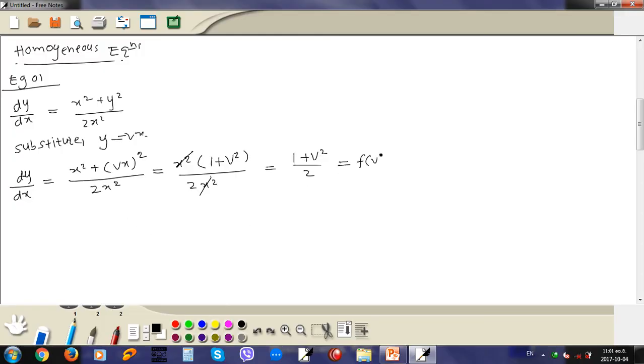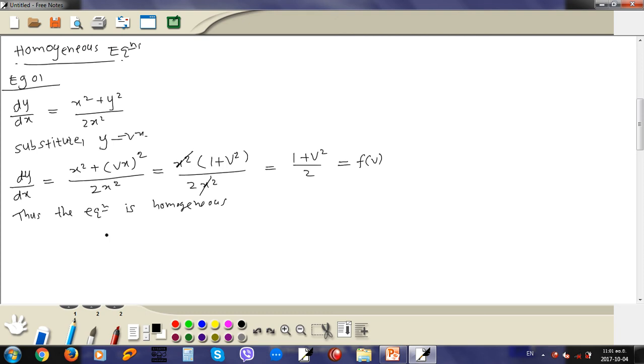So what can you say? Thus the equation is homogeneous, right? If you convert the given equation to that form, substitute y equals vx, and the final answer comes as a function of v, it means the given equation is homogeneous, right?